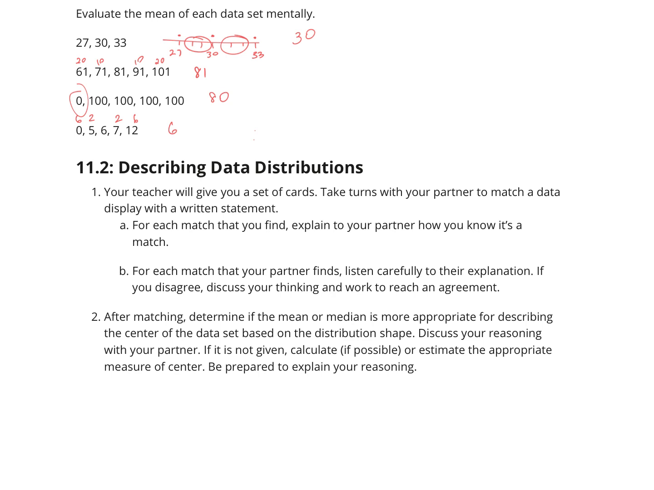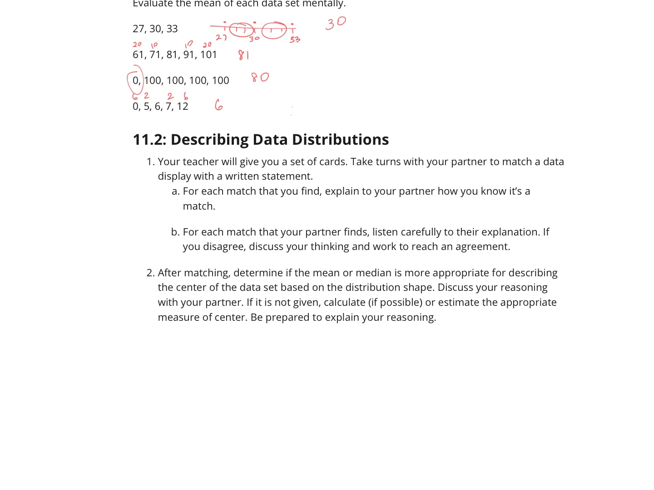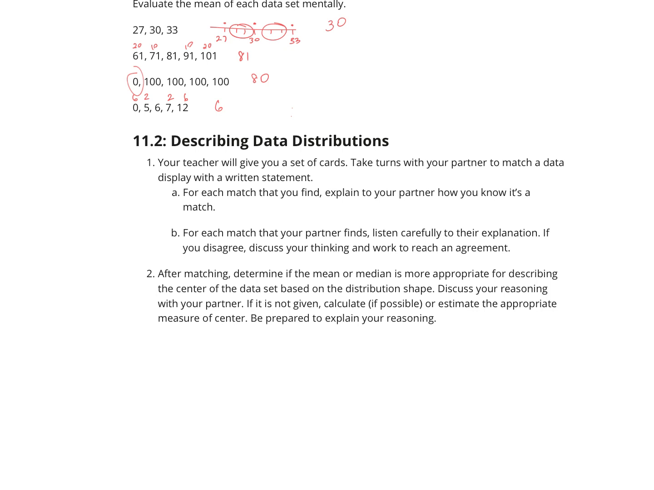All right, so now that you've made the matches, let's go over those answers first. The data display A goes with the description for I. Data display B goes with the description for L. C goes with N. D goes with M. E goes with J.